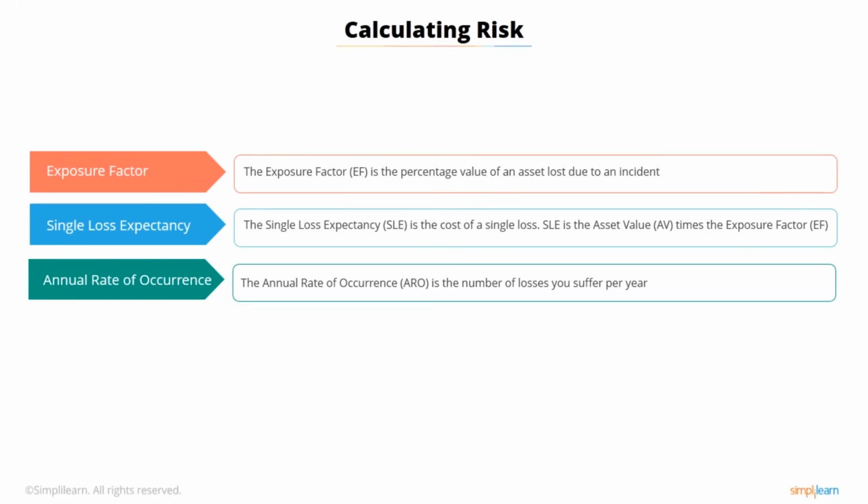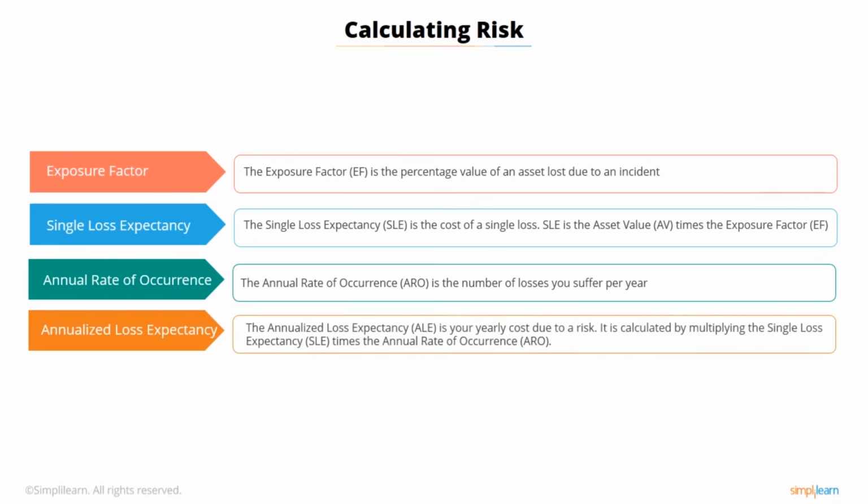Now, with that said, we're ready to compute annualized loss expectancy. That's the yearly cost due to a risk. You take the single loss expectancy times the annual rate of occurrence. And normally this is done per asset per risk. In other words, the web server and denial of service attacks. What's the annualized rate of occurrence? What's the annualized loss expectancy? Now, the reason we do this is we can now calculate the cost effectiveness of mitigating controls.